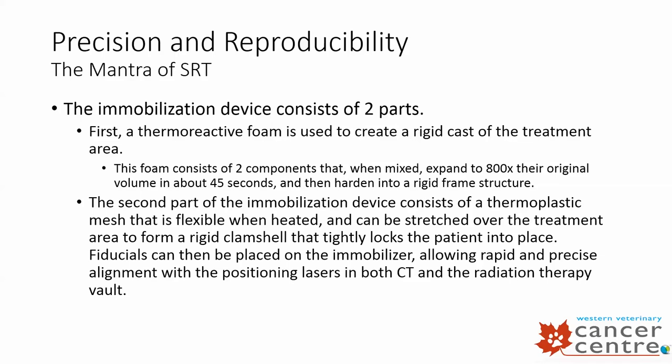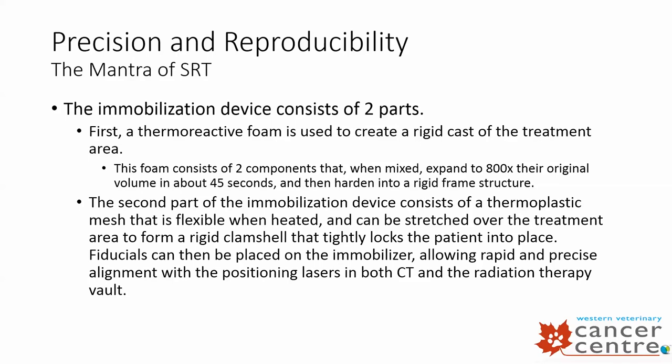of building this clamshell case that is specific to the patient. And that immobilization device consists of two parts. The first is a thermoreactive foam that we use to create a rigid cast of the treatment area. This foam consists of two components that you mix together and shake up, and then they expand to about 800 times their original volume over 45 seconds to a minute, and then they harden over a few minutes into a fairly rigid structure. And then we can kind of shape that structure however we want to around the patient.